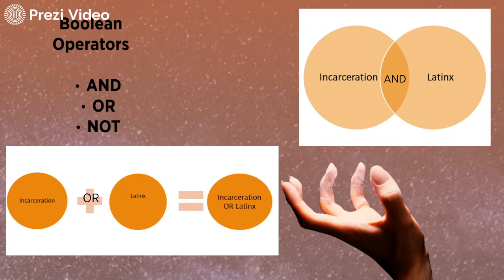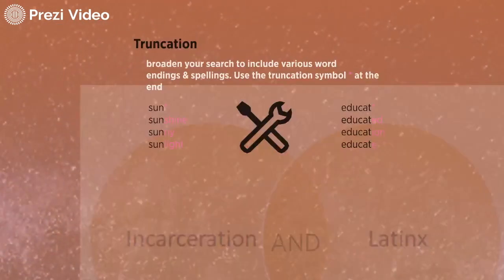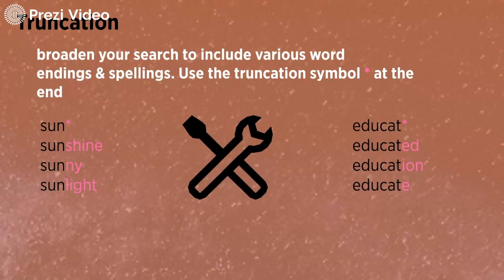A database will retrieve articles with the terms incarceration or Latinx, one or the other. NOT, on the other hand, narrows your set of results and ignores the concepts that may be implied by your search terms.